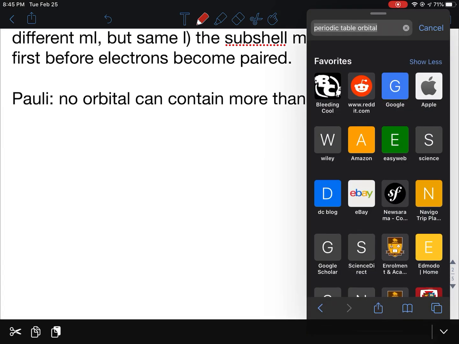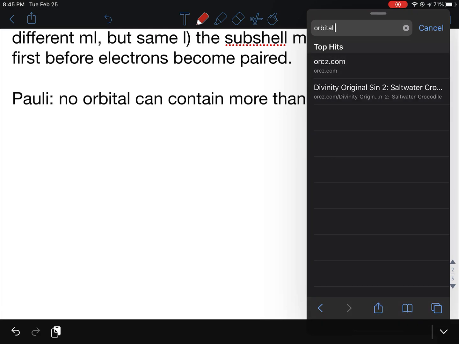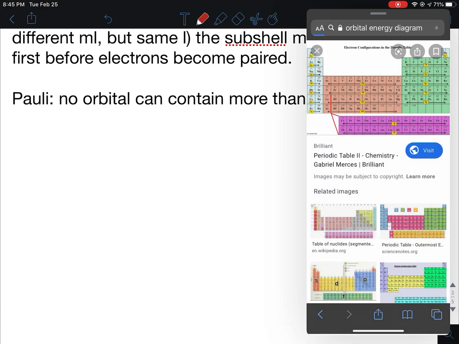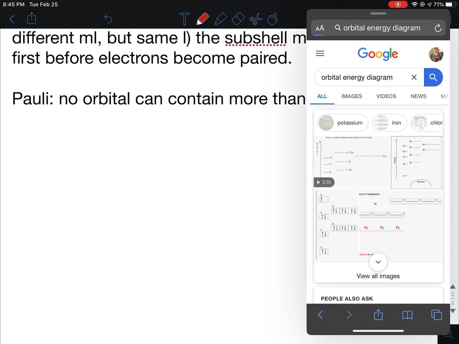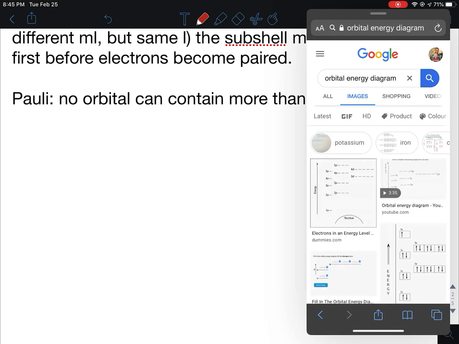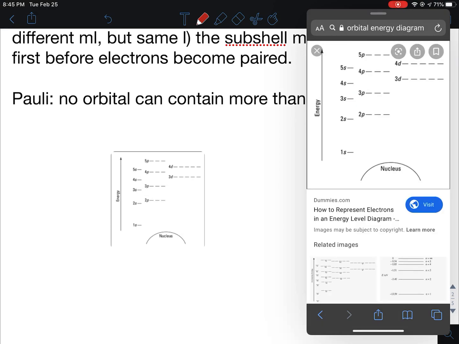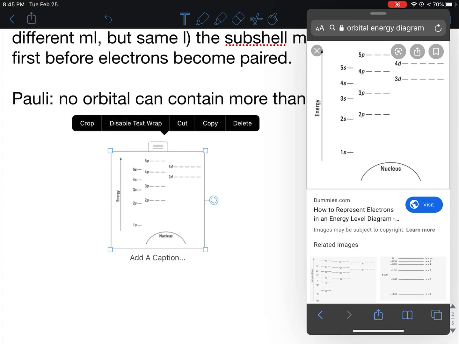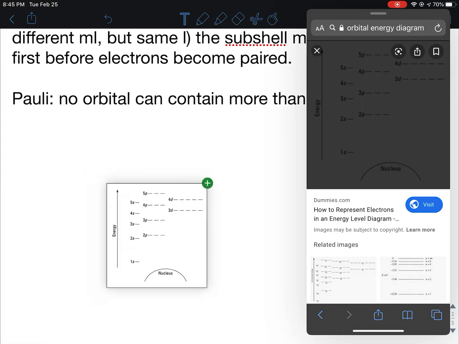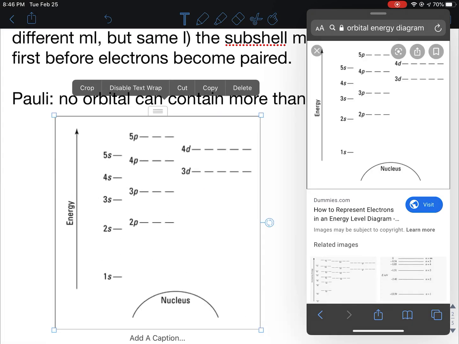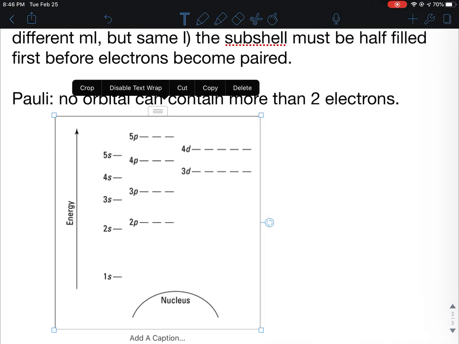So maybe I do need that energy diagram. Let me see if I can just find an orbital energy diagram. And I can see one here that someone drew. Oh, I like this one. How about this one? That one looks okay. Let's see if we can get that. Oh, that's a little nicer. Okay, so I'm just going to drop that down. Oh yeah, nice and clean.